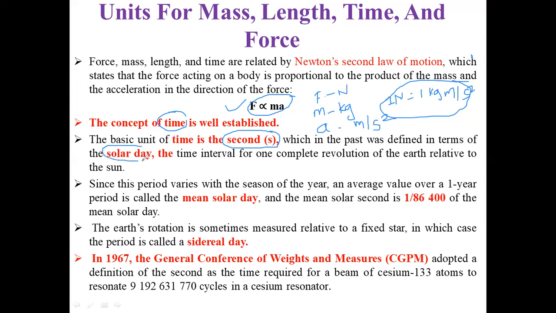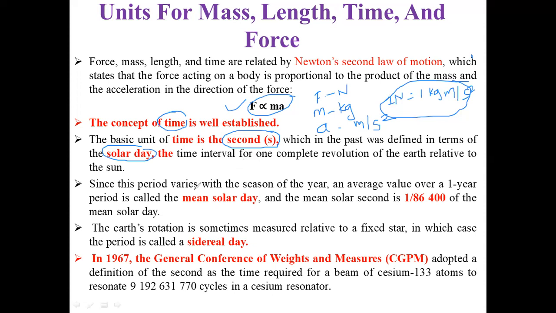The time in the past was defined in terms of the solar day. What do you mean by solar day? The time interval for one complete revolution of the earth relative to the sun is known as one solar day.